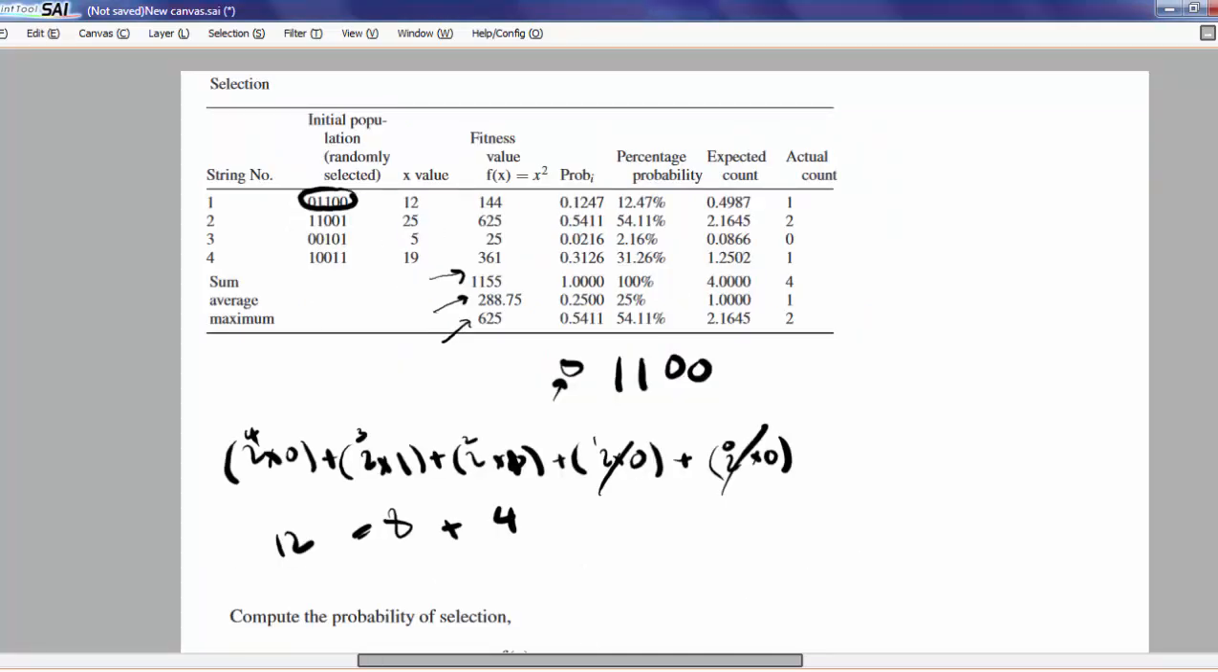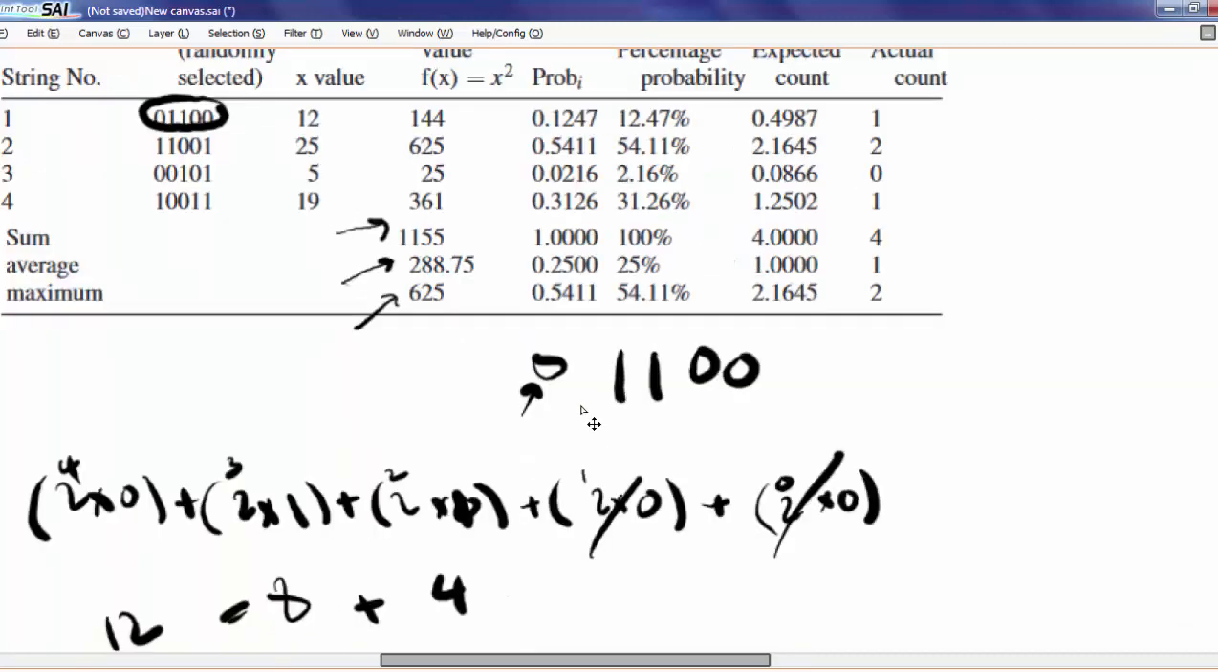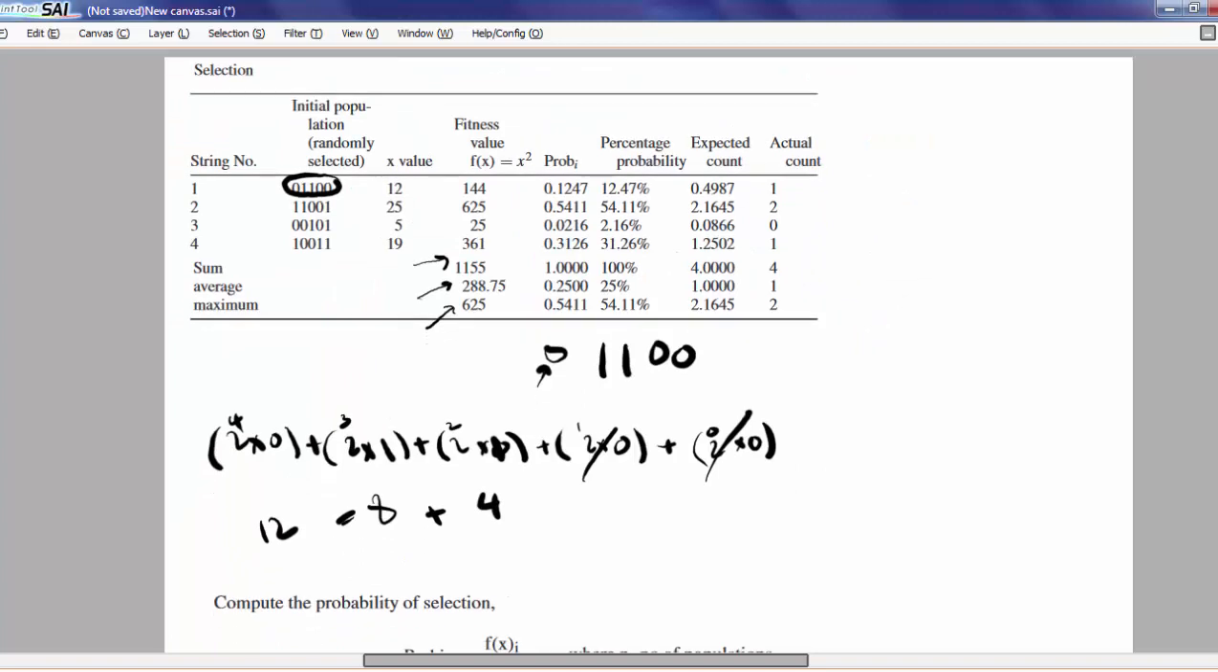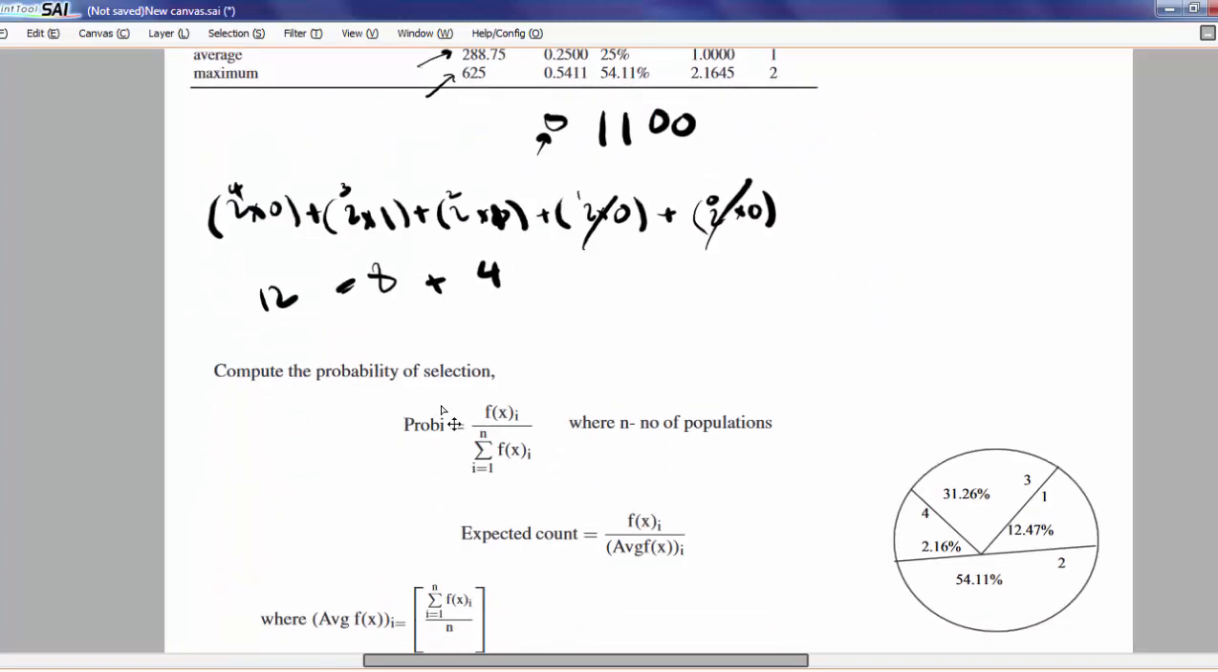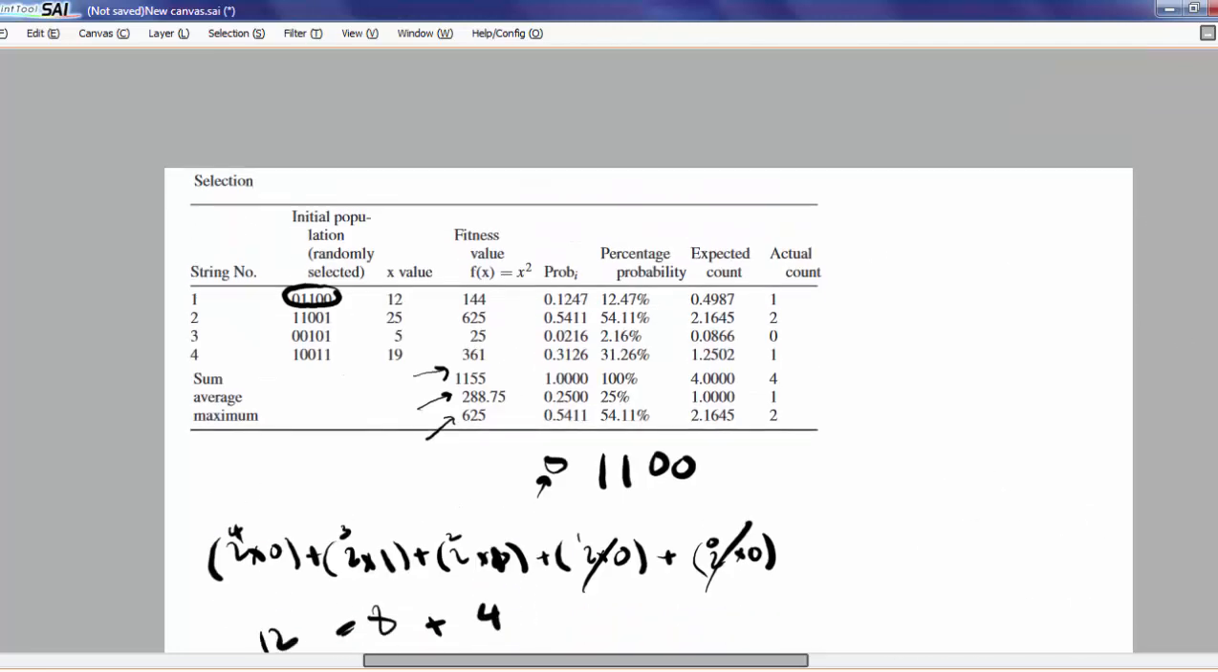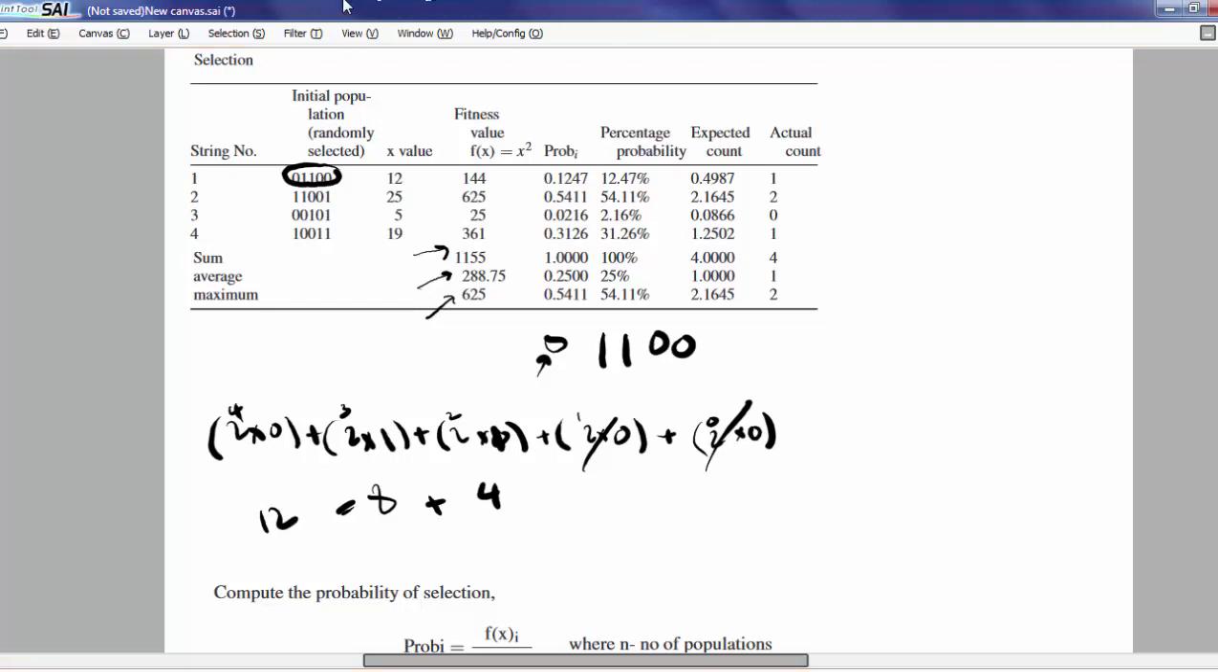Okay, step number 4, we compute the probability of selection. This is the equation for computing the probability. You take the fitness of each chromosome and divide it by the summation of all fitnesses. The number of the population in this case is 4. So just use this formula to compute this column here.